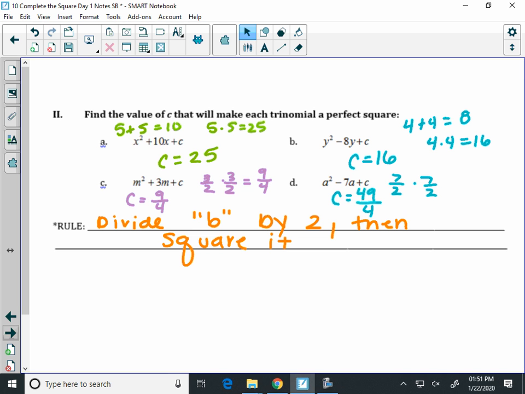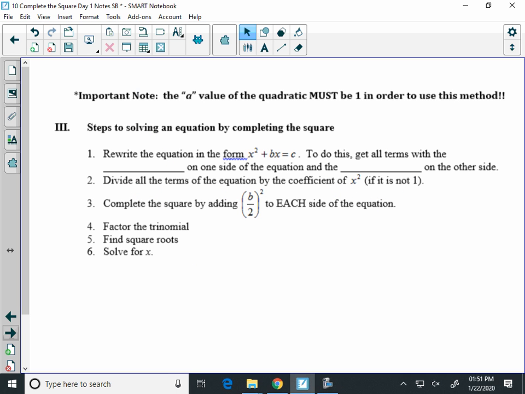So the steps for completing the square, if you take a look below, are first you're going to rewrite the equation so that it looks like this. To do this, you're going to get the terms with the x on one side of the equation, and then the constant, or just the number, on the other. So everything with an x is on one side, everything without an x is on the other.